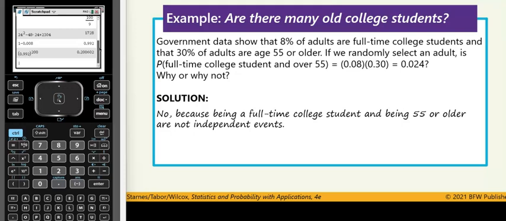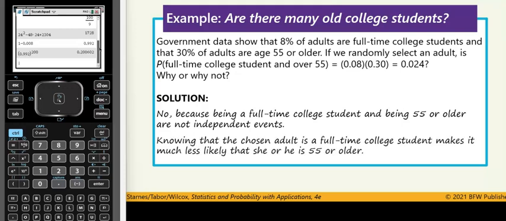So no, because being a full-time college student and being 55 or older are not independent events. Why not? You might be able to show it with a formula, but also if you're over 55, you're not that likely to be a college student. I think if you're a younger adult, you're more likely to be a college student, and if you're an older adult, you're less likely. So knowing whether you're a college student might help me predict your age. If you're a college student, I'm going to predict that you will typically be on the younger side of things.